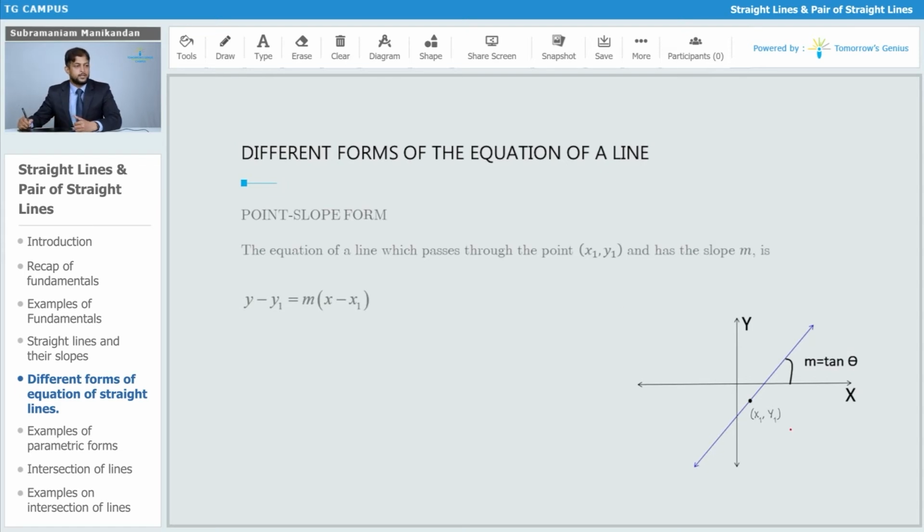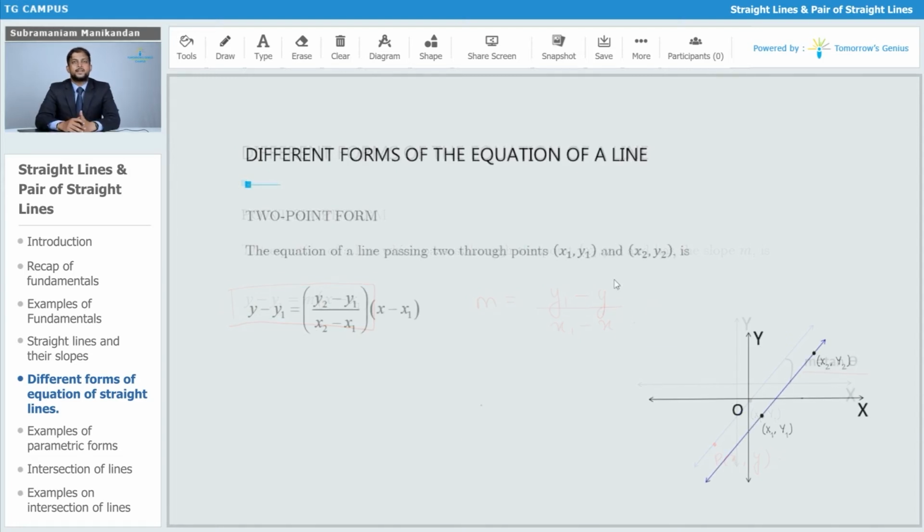So if we have one point through which the line passes, then we can assume some other point, for example, if I take a point here as x comma y. Since the slope of the line is already known to us, we can write m is equal to y1 minus y divided by x1 minus x, or m is equal to y minus y1 on x minus x1. So that gives us y minus y1 is equal to m into x minus x1. And thus, knowing the coordinates of one point through which a line passes and knowing its slope, we can write down the equation of the straight line in the point slope or the slope point form.